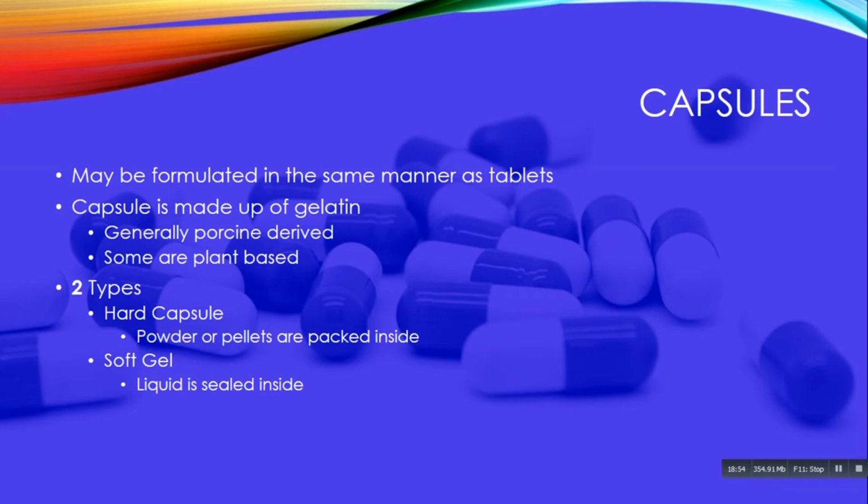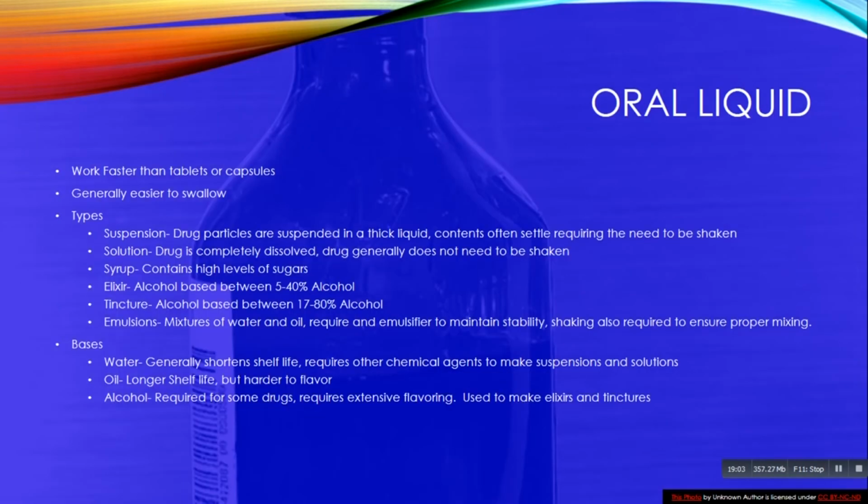Oral liquids work the fastest of all of the oral medications. They're generally easy to swallow, and they come in a few different versions. They can be a suspension, which is where drug particles are suspended in some type of thick liquid. The contents usually settle. Over-the-counter antacids are primary examples of this, and you will see that they have to be shaken up quite vigorously to get everything back into suspension again.